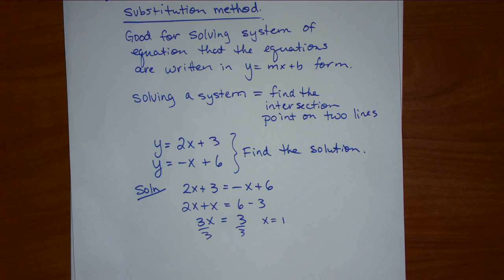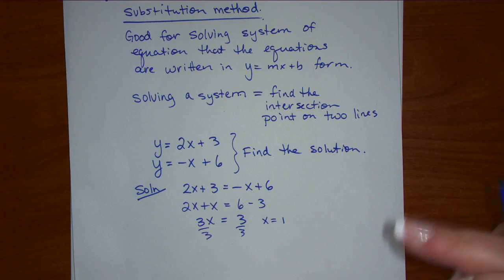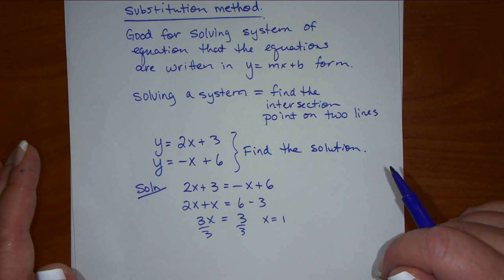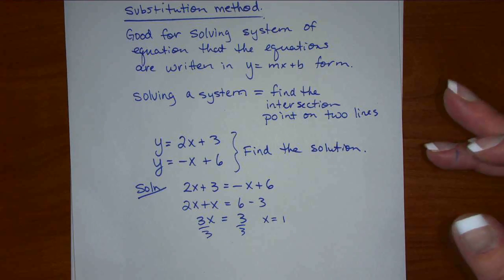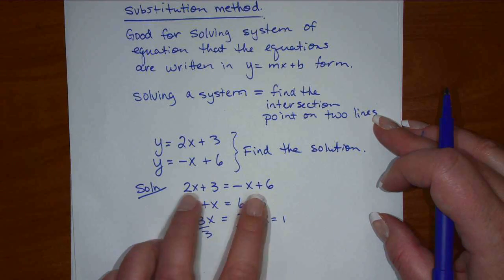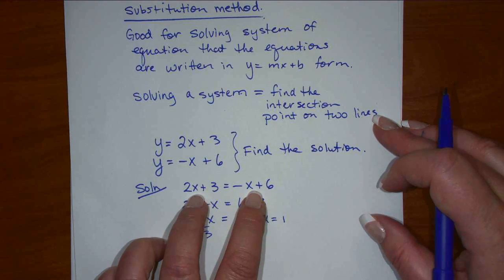Now that's not the solution. That's the x value of the point, because the solution has to be both an x and a y. So how do we find the y value? Plug the 1 in to what? To one of the equations. And actually a good check would be plug it into both. You should get the same number because we set them equal to each other. So that's the x value that makes them equal.